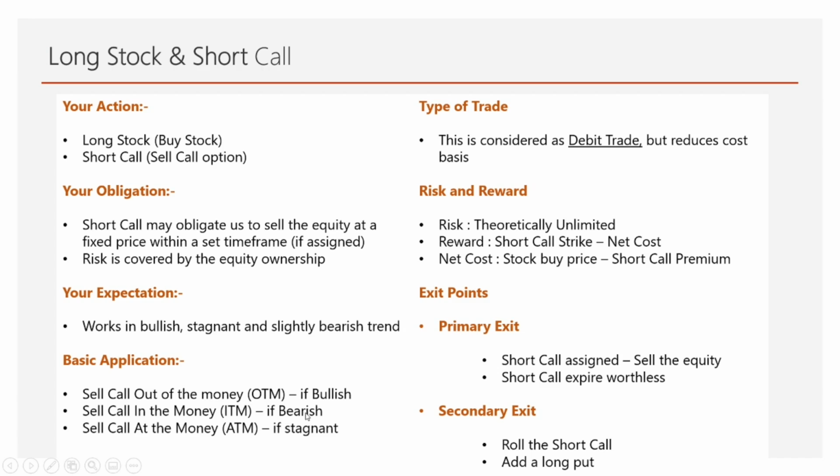If you expect the stock market to go bearish, then sell a call in the money. If we expect the stock market to go neither up nor down, then sell a call at the money. This is basically a debit trade, because though you get premium for selling the call, the cost of buying the stock is a little or much higher than the premium you collect. So that's why this is a debit trade.